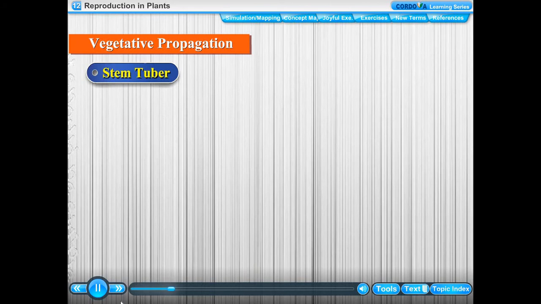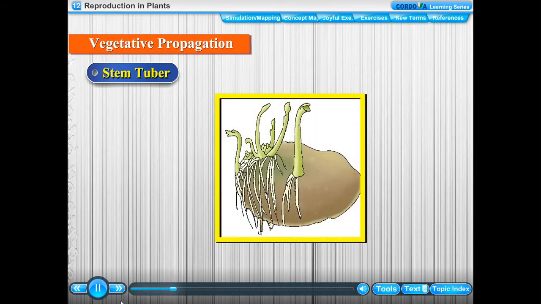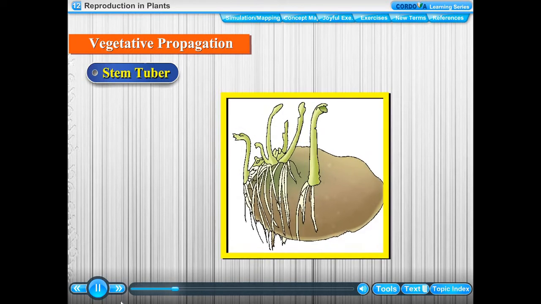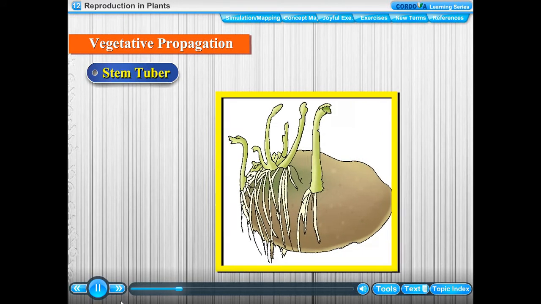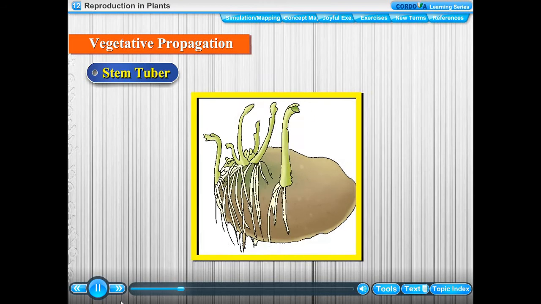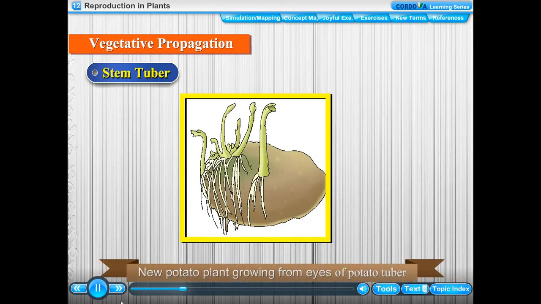Stem tuber. The underground stem of potato is called a stem tuber. A tuber is the swollen underground stem of a plant which has stored food. It has buds called eyes. New potato plant growing from eyes of potato tuber. Shoots. Eye.